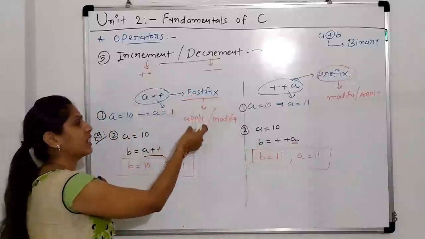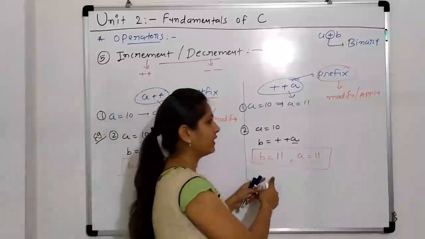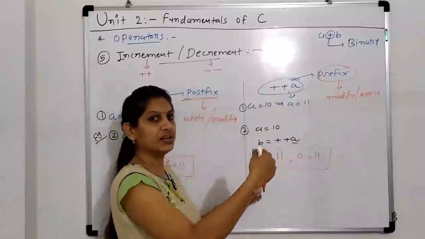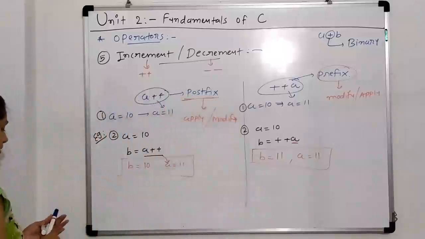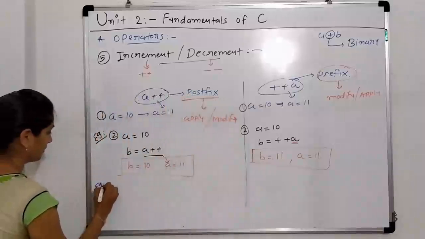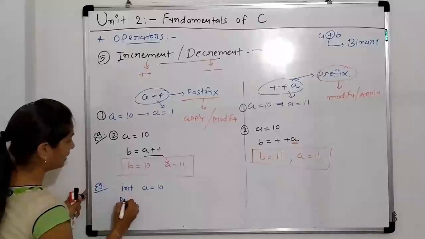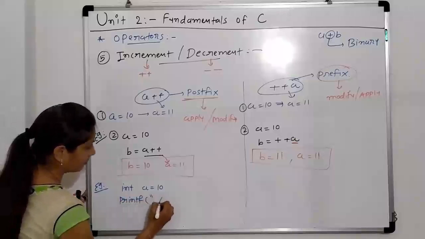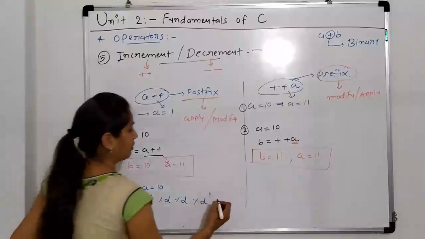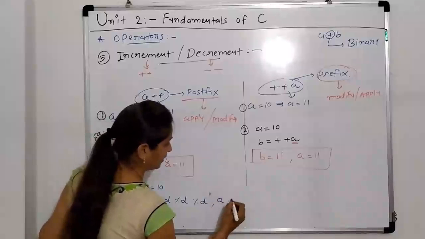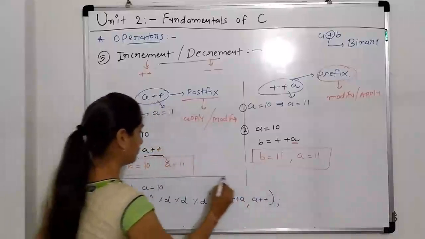In a postfix, first we apply the original value and then modify it. But in a prefix, first you modify the original data and then apply. Clear? Another example that is asked in GTU: integer A equals 10 and then printf with percentage d, percentage d, percentage d, three times. Here you write A, then plus plus A, and then A plus plus. Now what is the output of this program?